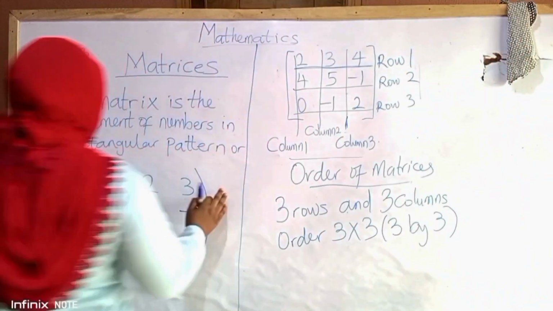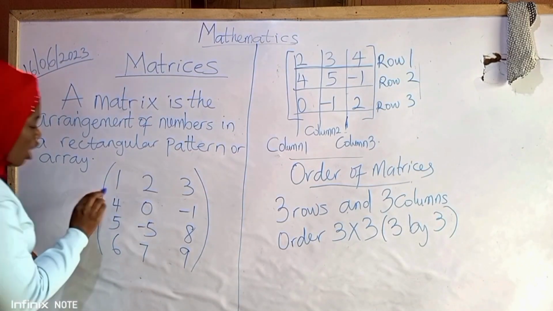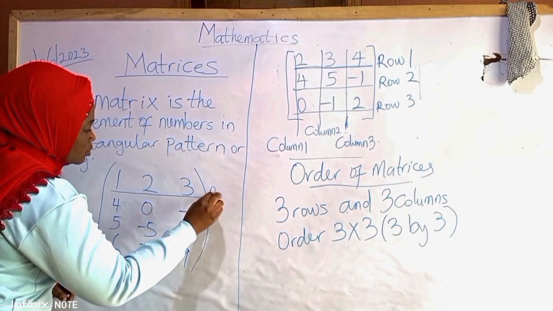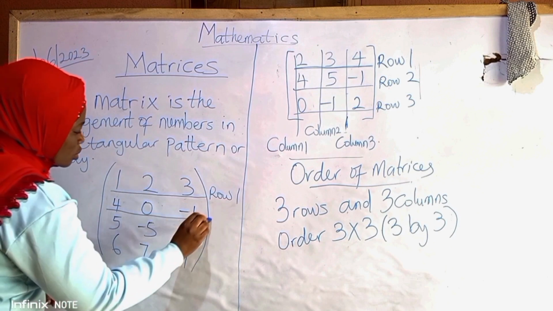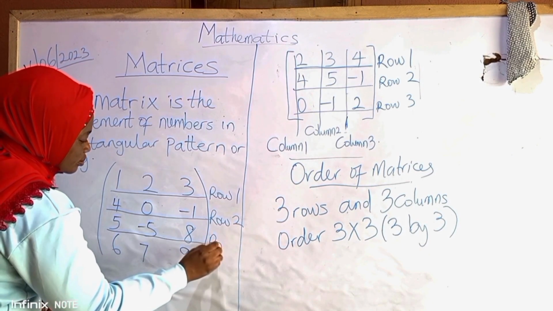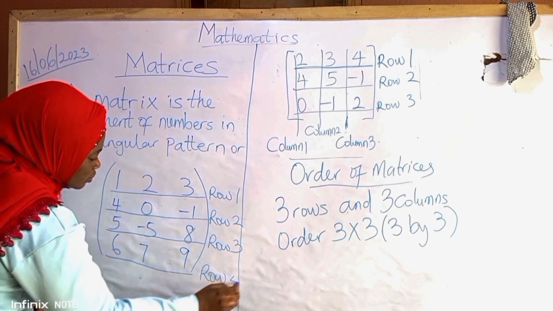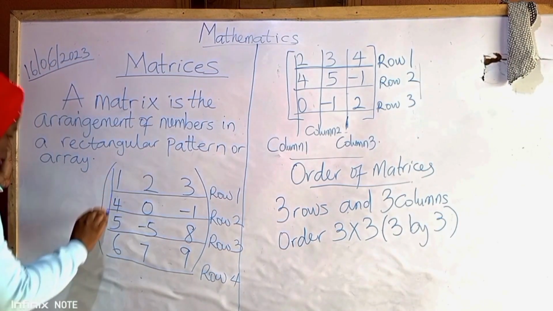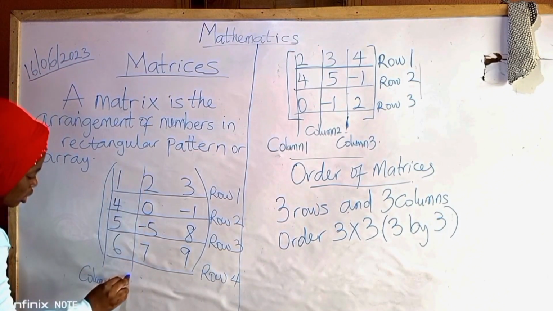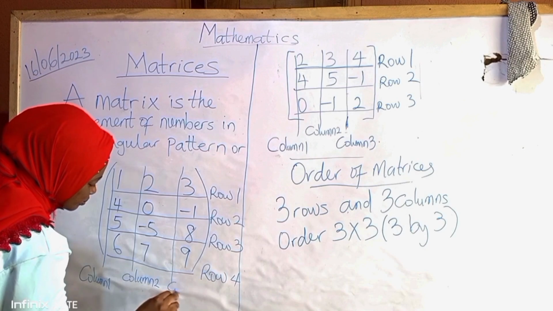Now let's check this matrix here. What is the order of this matrix? Let's see how many rows and how many columns it has. This is row 1, this is row 2, here is row 3, and last but not least, row 4. So let's check the columns. Column 1, column 2, and column 3.